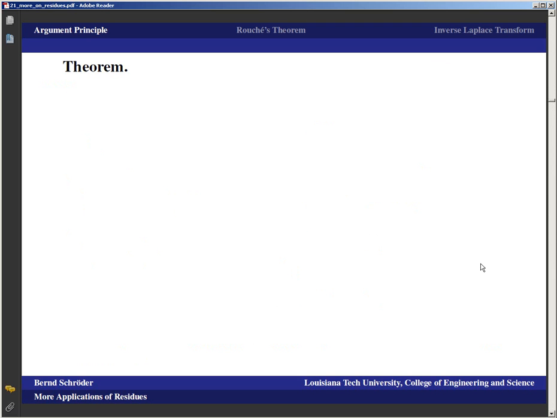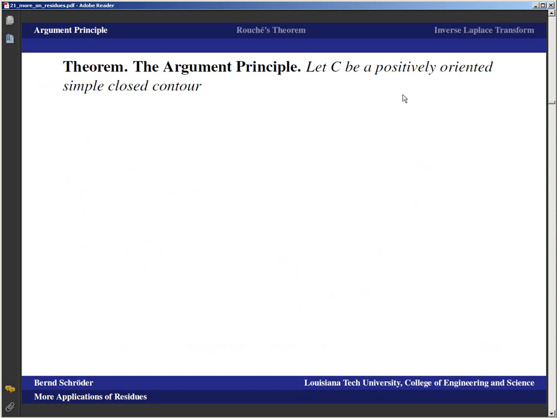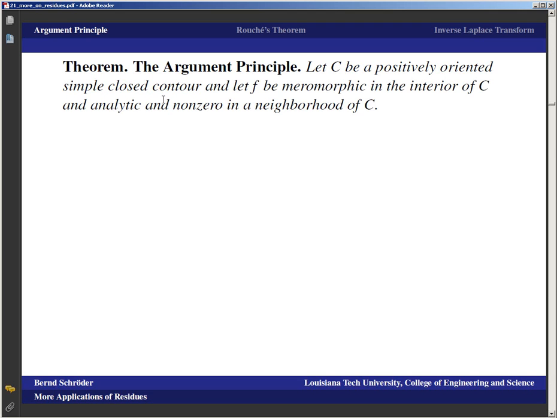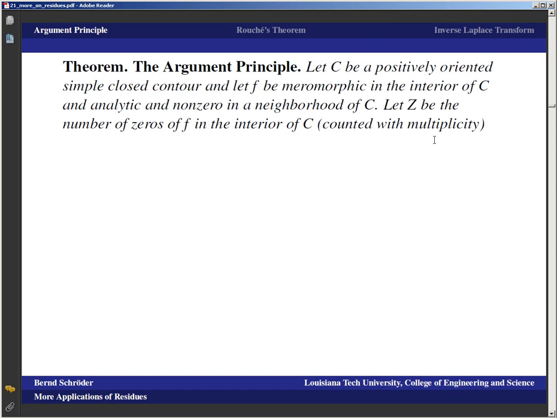Okay, so the theorem, which is called the argument principle now, says the following. We take a positively oriented simple closed contour, very much like in the picture we had on the previous panel. We want f to be meromorphic in the interior of the contour and then analytic and non-zero in the neighborhood of the contour itself. We want z to be the number of zeros of the function in the interior of the contour, and that's counted with multiplicity. We're getting used to that by now.